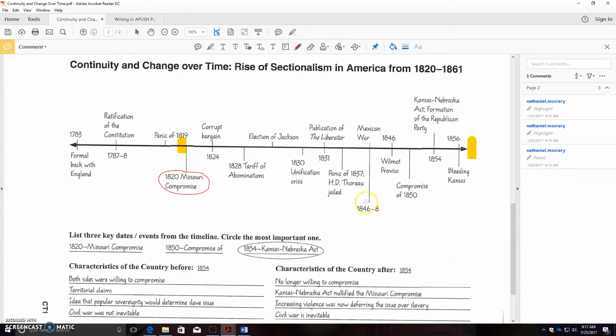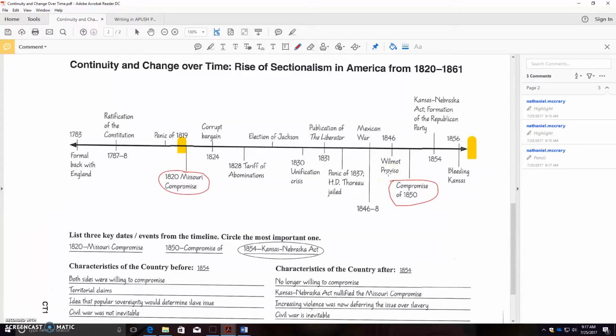The Mexican-American War, where the southwest portion of the United States came into our possession. The failed Wilmot Proviso, where they tried to ban slavery in the Mexican cession lands, which under the Missouri Compromise should be open to slavery. Of course, the Wilmot Proviso failed. And then we have another significant event in 1850, the Great Compromise of 1850.